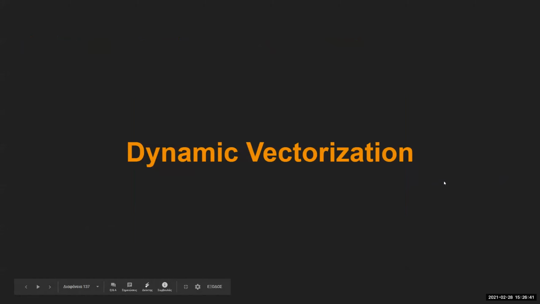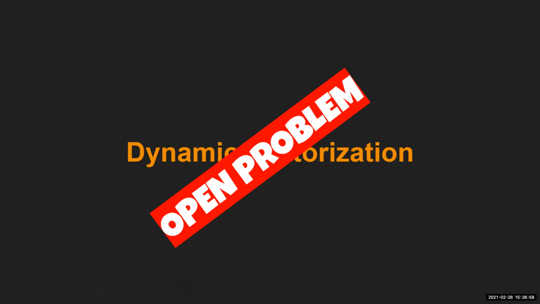Okay, so final thing is dynamic vectorization. Dynamic vectorization to me is very interesting because it is an open problem. It is something that has not really been solved for compilers. Compilers can't do it automatically, and there are other questions to answer, like how applicable is it? Does it really make sense to spend some effort to realize it in compilers?